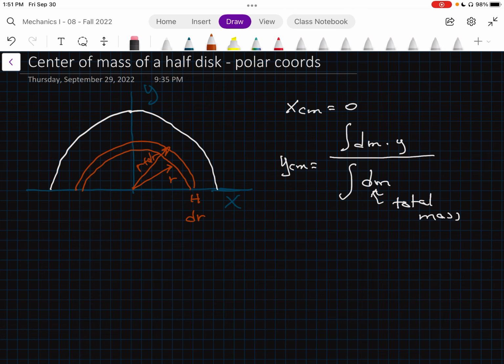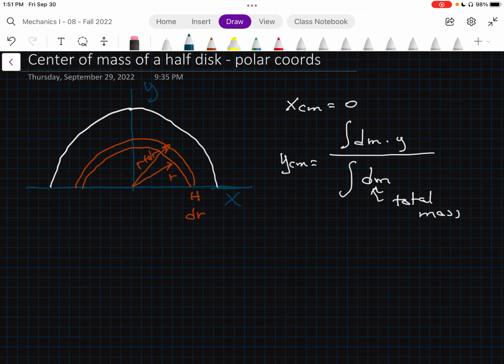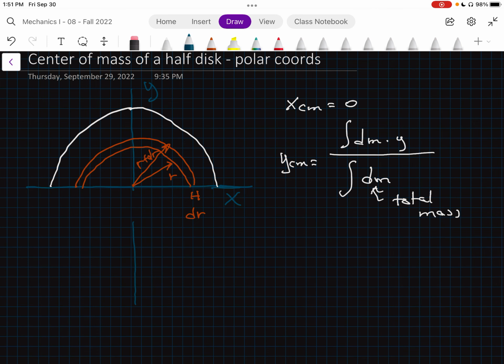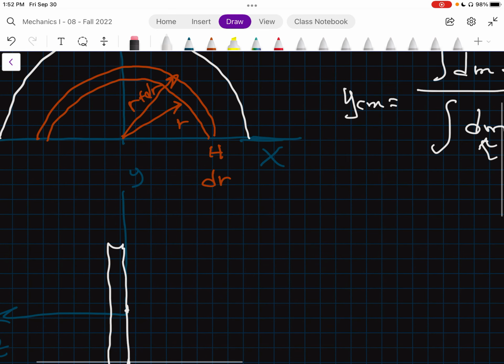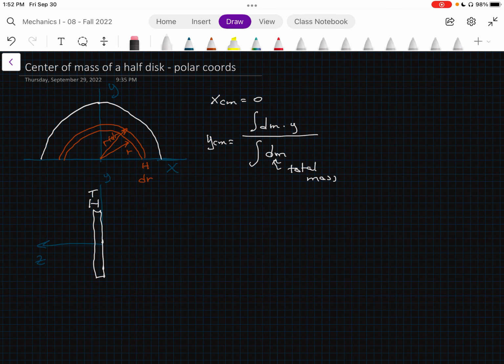Okay, and then in the z direction, if we looked at that, we would try and make another view of that. So that would still be our y direction, and z would be in that direction, and our disk would look like this, right? So it's just a uniform mass distribution. It just is going to have some thickness that we'll call T. Okay, so my volume element in the z direction is just dz.